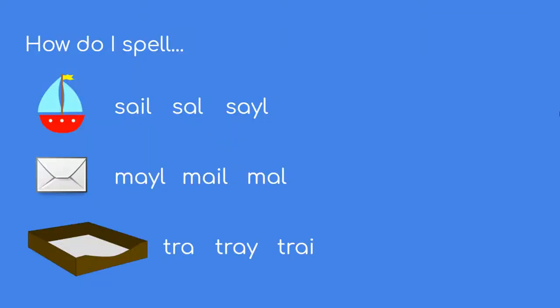This is another example. How do I spell each of these words? In the word sail, we hear the long A sound in the middle of the word. So most likely it's going to be spelled with AI. And I say most likely because there are always exceptions. The next word is male. The long A sound is in the middle of the word again, so it's AI. And in the last word there, tray, the long A sound is at the end of the word.